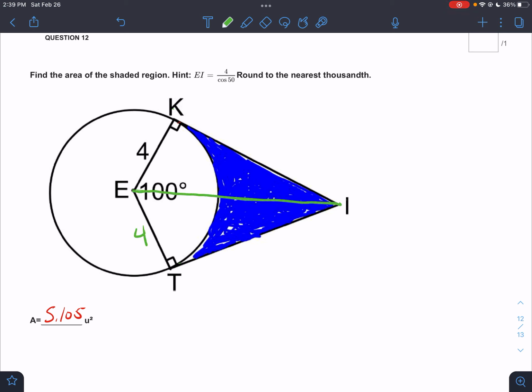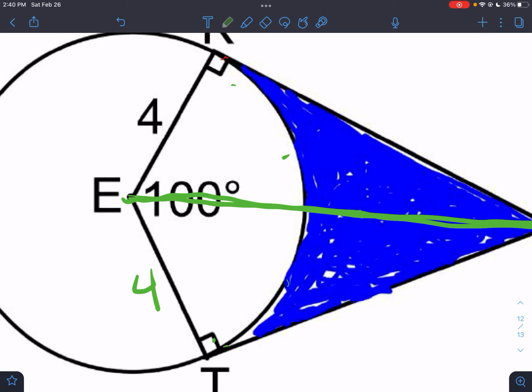I know this is 4 because those are both a radius. We have a right angle, and they both use the exact same hypotenuse. So I know it is a kite because I know these two right triangles are the same right triangle. So I know it's a kite.